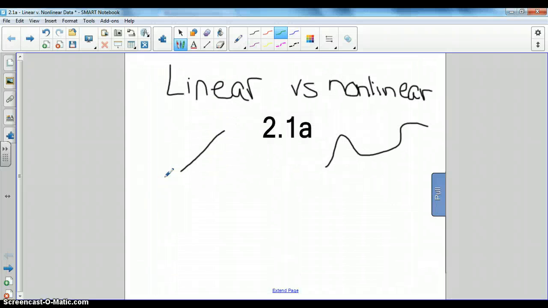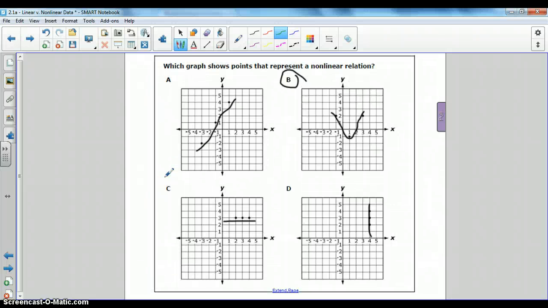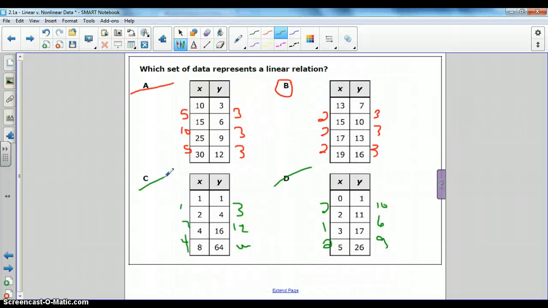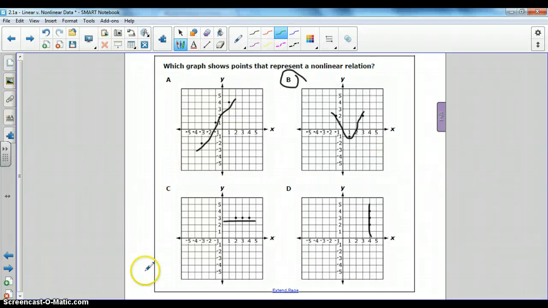Okay, so that's pretty much linear, nonlinear. They're either going to show you a graph and ask you, is it linear or nonlinear? Or they're going to give you data and ask you, is this linear or nonlinear? So just remember that linear changes at a constant rate because it's a straight line, and nonlinear doesn't. If you feel comfortable, you can also graph these points to double check your answer, whether it's linear or nonlinear.